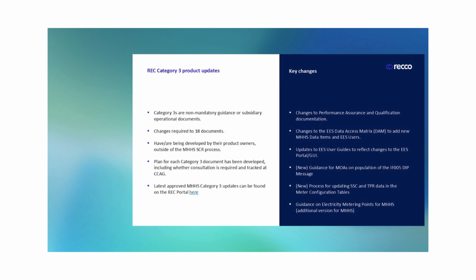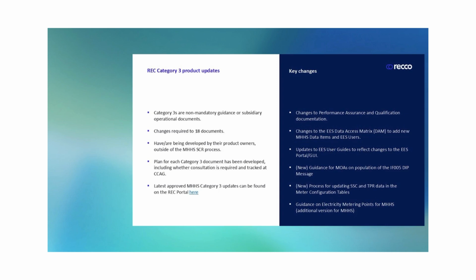There is a plan on a page, which I'll just flash up on the next slide. And I just wanted to draw your attention to a couple of these. Firstly, there are changes to the performance assurance and qualification Cat 3s, and that reflects the new MHHS requirements and risks. There are changes to the EES data access matrix, and that adds new MHHS data items and the new EES users. And I think there's something going out in the bulletin tomorrow to talk about that Cat 3 update having been approved.